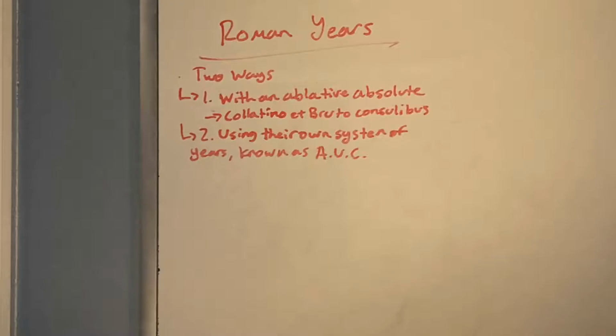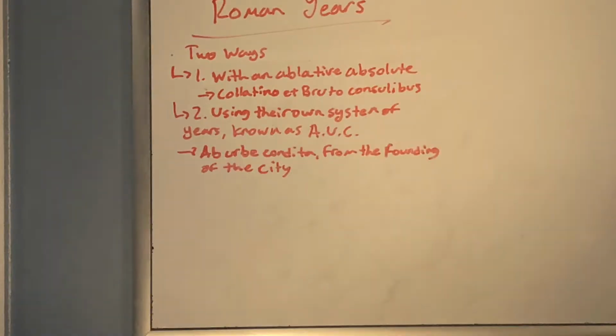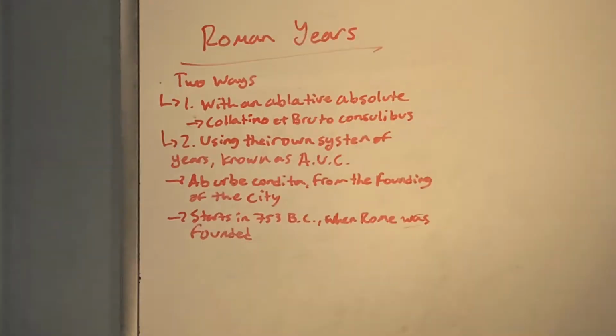So luckily for us, they had their own system, which was actually a numeric system, known as A.U.C. A.U.C. stands for Ab Urbe Condita, which is from the founding of the city. Ab Urbe Condita is also the name of a book by Livy that talks about the history of Rome from, if you can guess it, from the founding of the city. Once again, as you can probably guess, this starts in 753 BC, which was when Romulus first founded Rome.